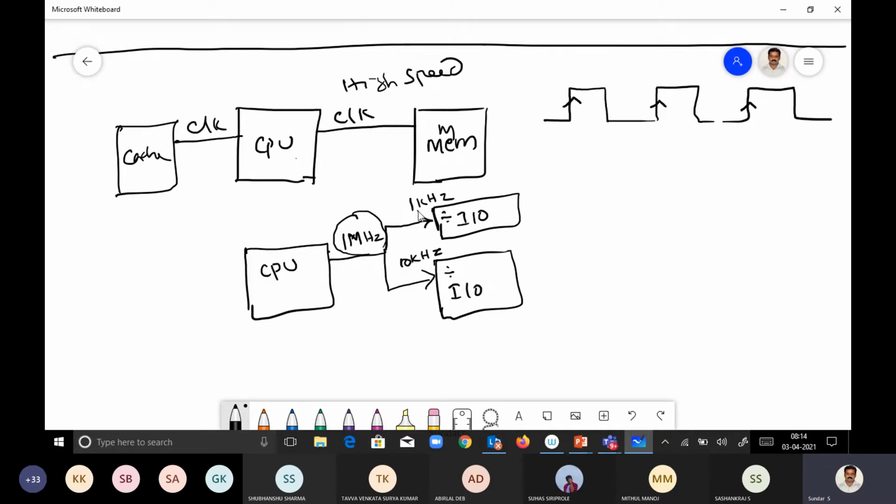So here it is 1 kilohertz, here it is 10 kilohertz, something like that. So that's why it's called asynchronous. But here, if it is a 1 megahertz clock, the same 1 megahertz clock is used for main memory as well as for cache memory. But the 1 megahertz is not used for all the IO devices. They have their own clock speed. So this is called asynchronous mode. Is the point clear? Same clock, but IO devices will have their own clock speed.